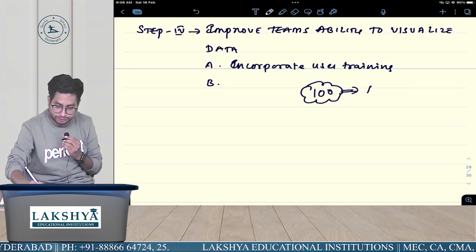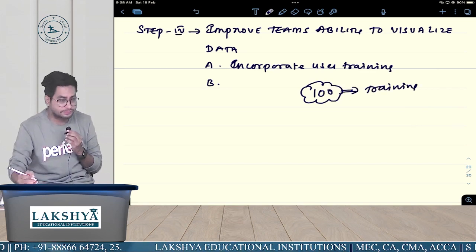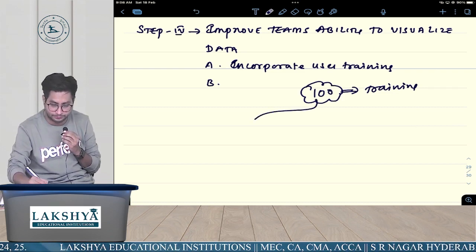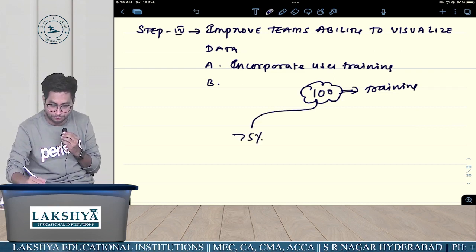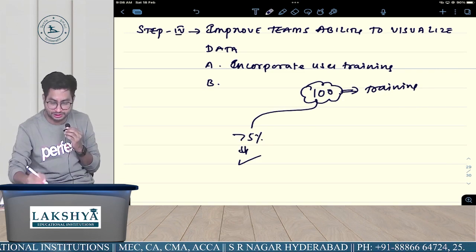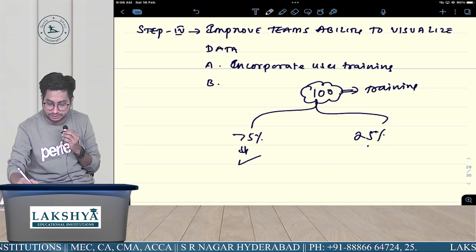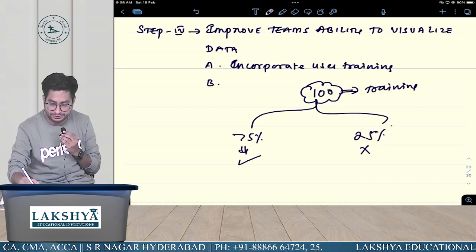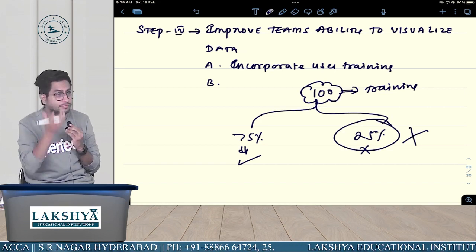All 100 employees, I'm providing training. Why? In order to improve their data visualization skills. But the problem: 75% of the employees are able to improve their skills. But sir, still 25% of the employees are unable to adapt to new technologies. Then should I keep them or should I remove them? Remove them from the company.